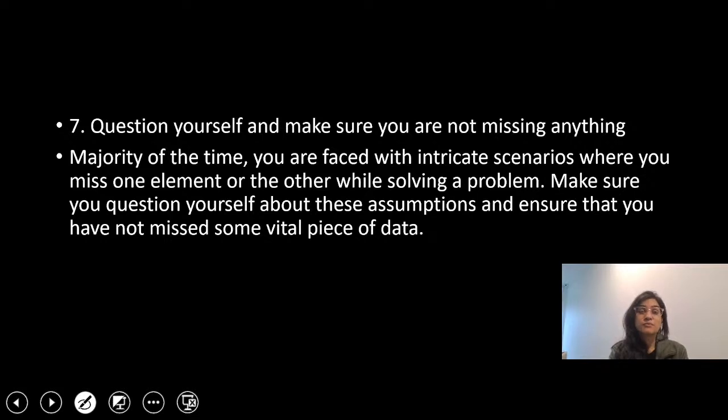Why do I have such an assumption, or what is it doing to the problem? So there should not be an assumption, is one thing, and ensure that you've not missed some vital piece of data. Any important piece of data should not be missed, right? So make sure that you are not missing anything really important, covering everything which is important, and also making sure that you have a very unbiased view towards the problem, towards the analysis of the problem, right?